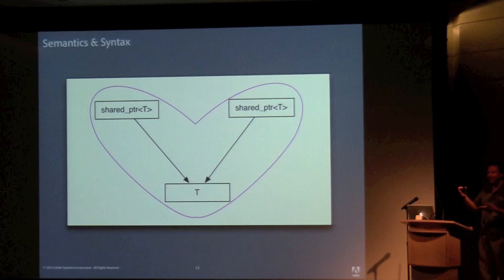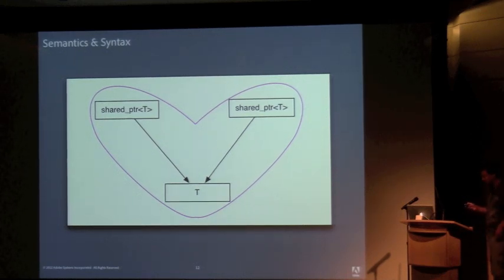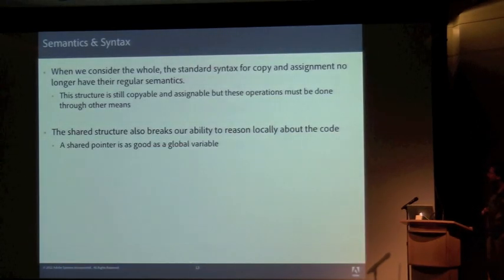You gotta either go look at the implementation or look at the documentation. And the worst case is, okay, this thing really is shared, so now what? How am I gonna deal with this and make sure that I'm reasoning about this correctly? So that's what we mean by breaking local reasoning.